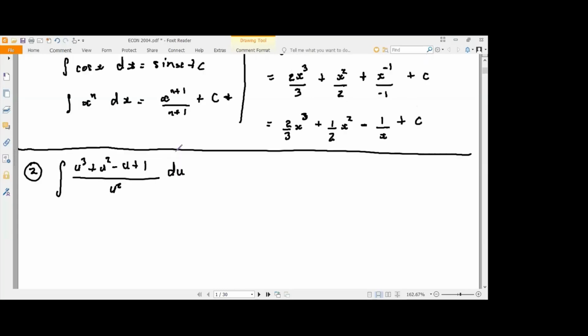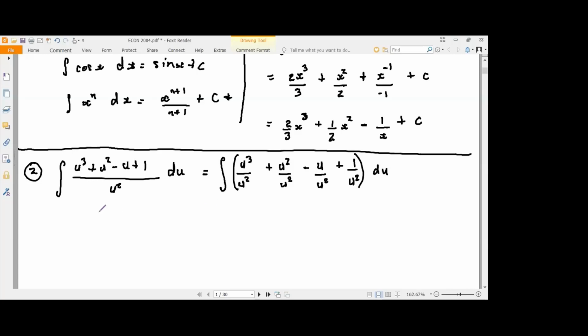Now, let me just say that at the moment you haven't been exposed to any integral properties for products and quotients or anything like that. You have that for differentiation, not at the moment yet. So an easy way to do this is to actually break this down into simple fractions, right? So when I break this down into simple fractions, it's going to give me u cubed over u squared, plus u squared over u squared, minus u over u squared, then plus 1 over u squared du, right?